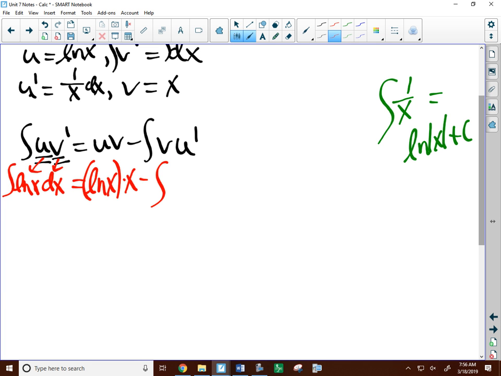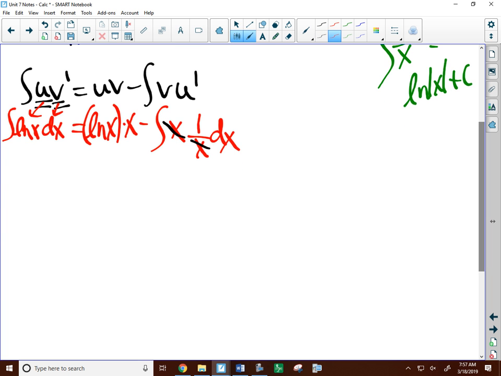Okay, minus the integral of v, which is x, and then u prime is 1 over x dx. Look how that worked out. We need to compute this integral on the right here, and it works out because these just cancel. It's just going to be 1 again. So let me bring this down. I'm going to put x first, traditionally I put that first. So x ln x.